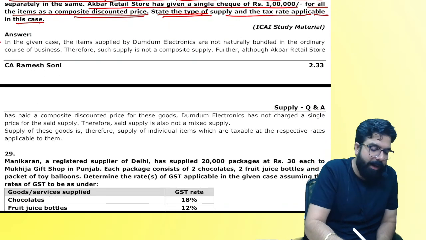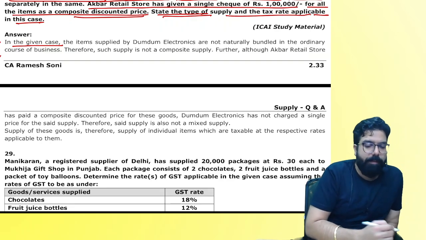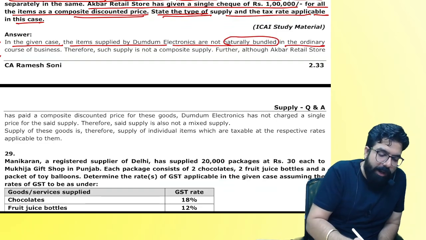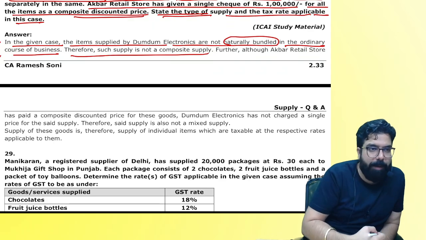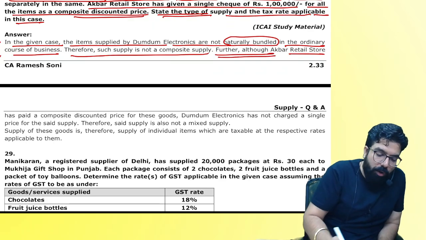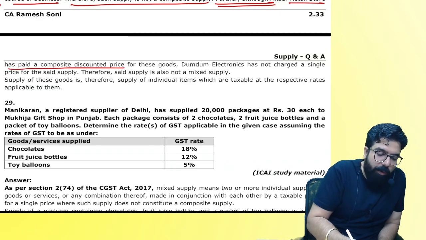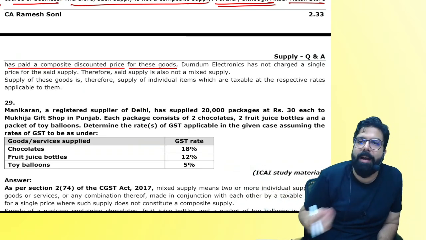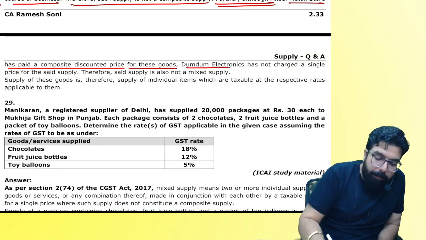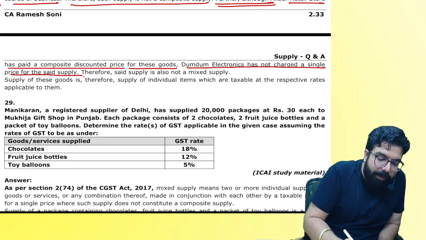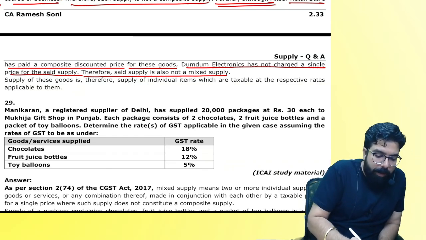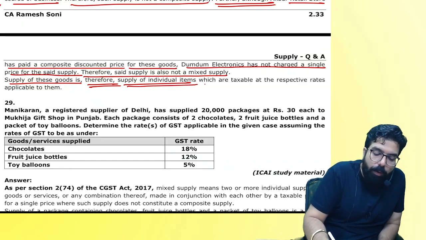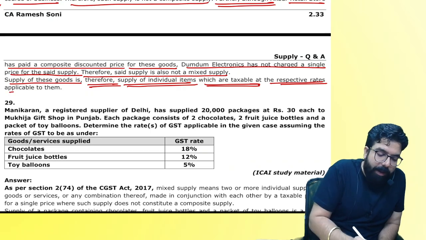People, tell me one thing. Can you read this? In the given case, the items supplied by Dum Dum are not naturally bundled in the ordinary course of business. Therefore, it is not a composite supply. Further, although Akbar has paid a composite price of 1 lakh rupees after discount, Dum Dum has not charged a single price. Therefore, it is not a mixed supply. Therefore, supply of individual items which are taxed at their respective rates applicable to them.